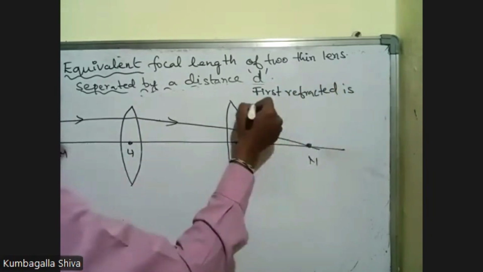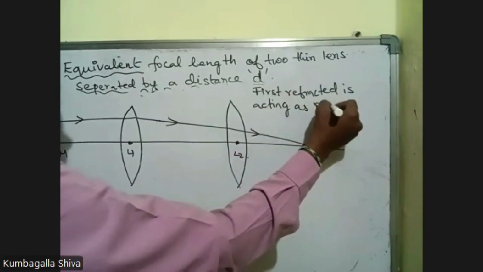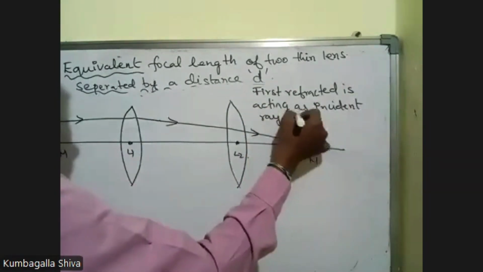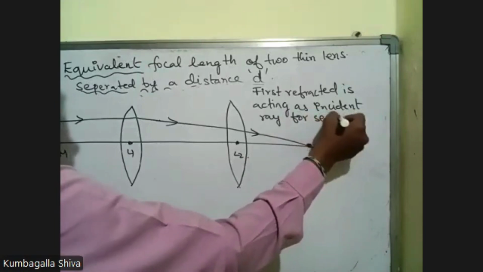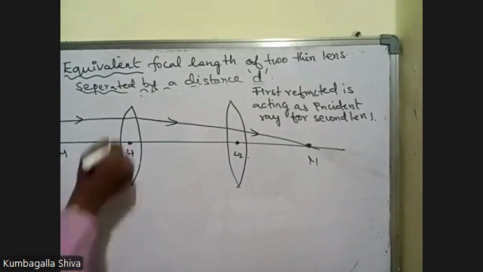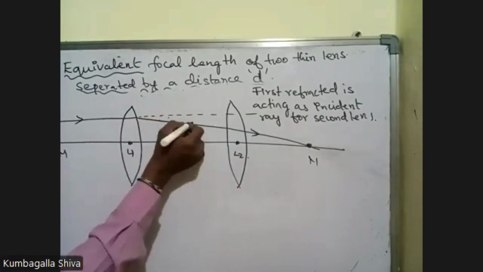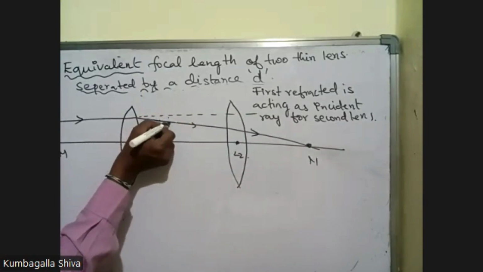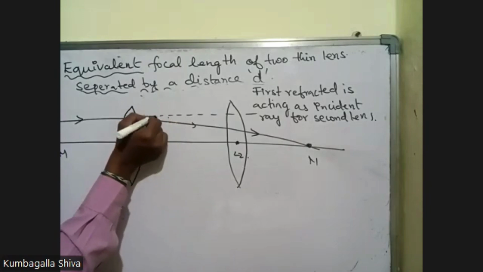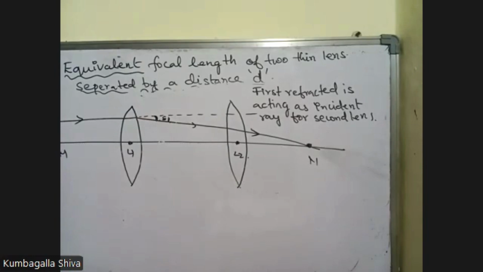is acting as the incident ray for the second lens. Clear? Now, we know that a light ray has to pass in a straight line. Now, when this is a straight line, from the refracted ray and the actual incident ray which has been passed, then we say this change will be delta 1. Let us say the change is delta 1.